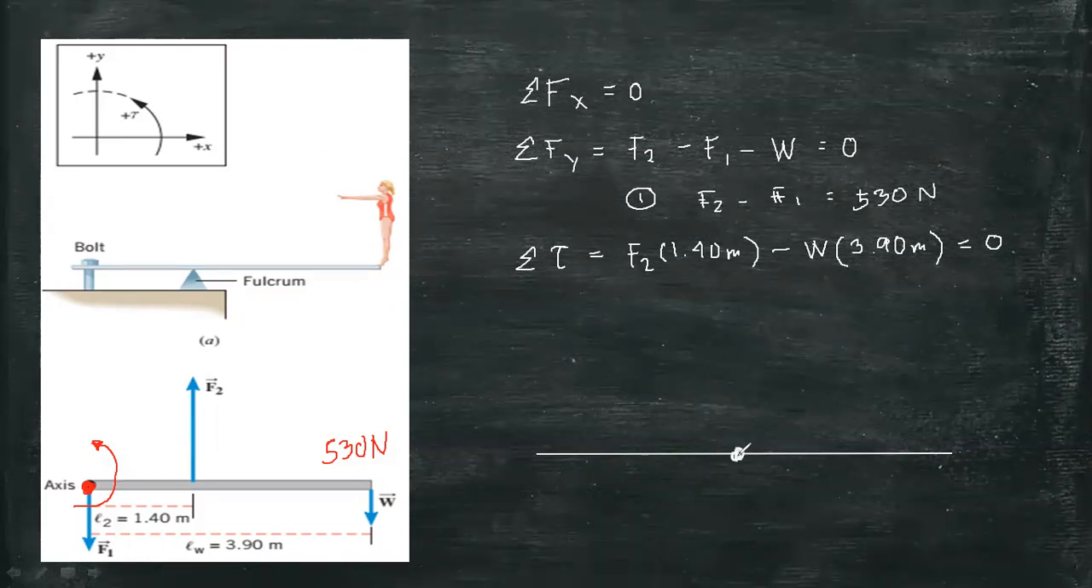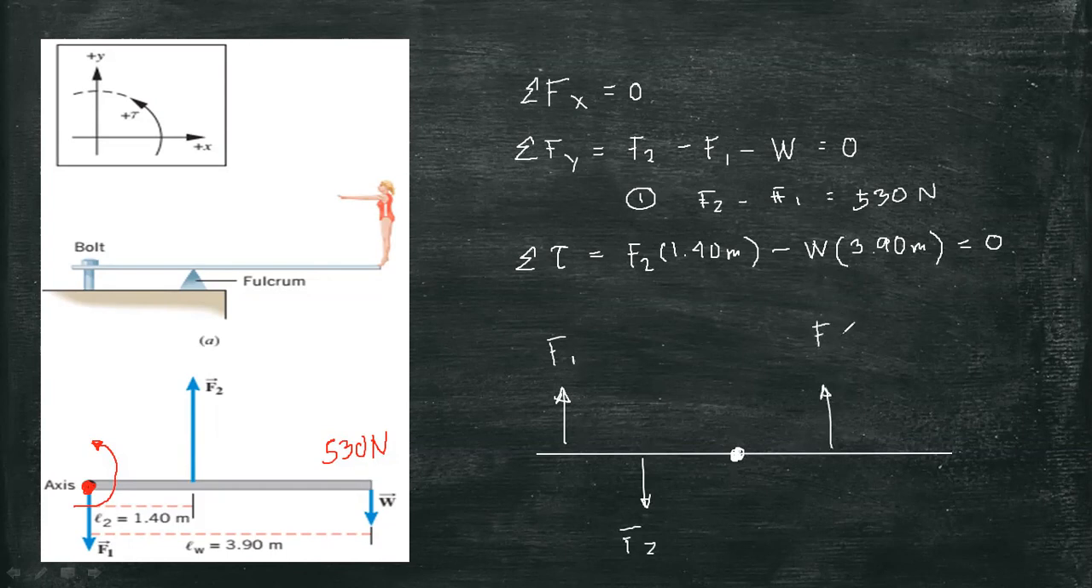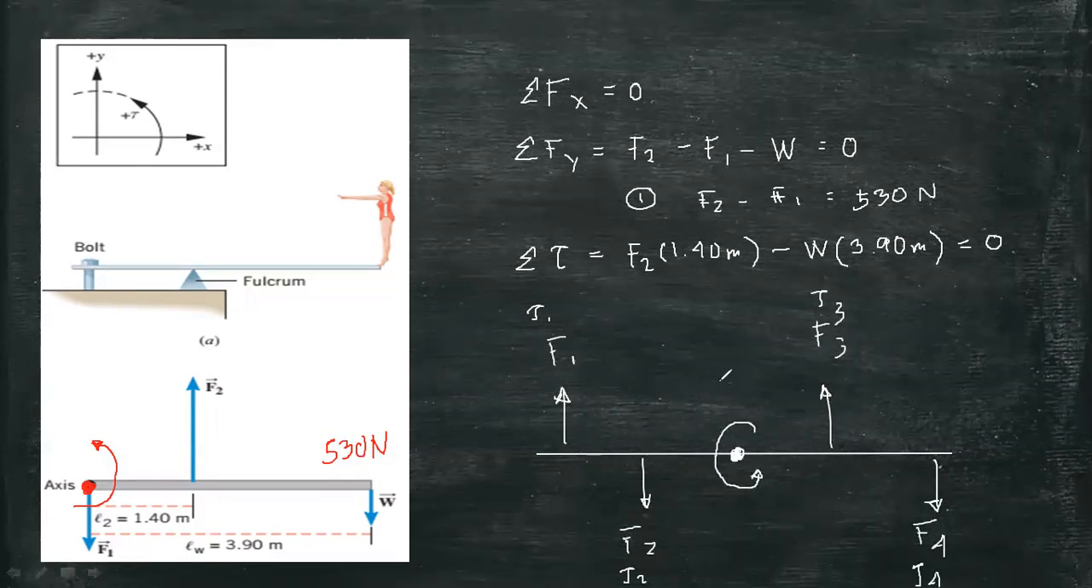If our axis of rotation is here at the middle, and we have here the forces F1, F2, F3, and F4, and they all have torques: torque 1, torque 2, torque 3, and torque 4. And we consider the counterclockwise direction as our positive torque direction.